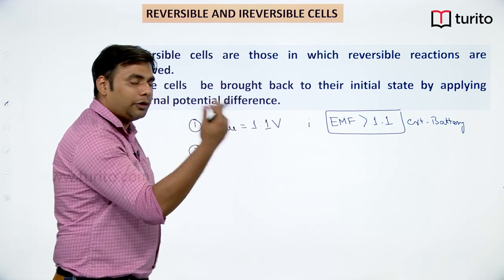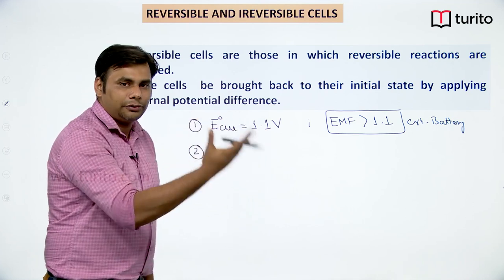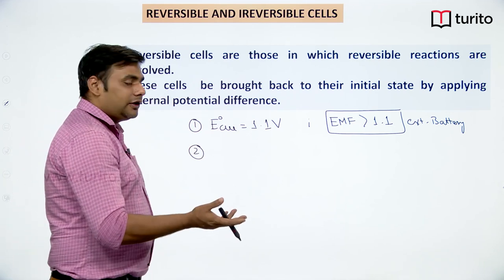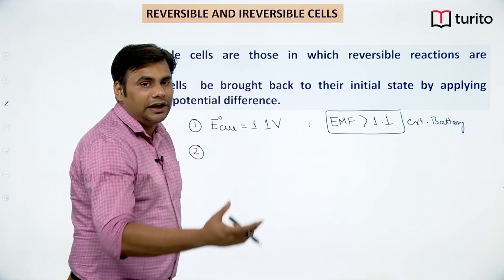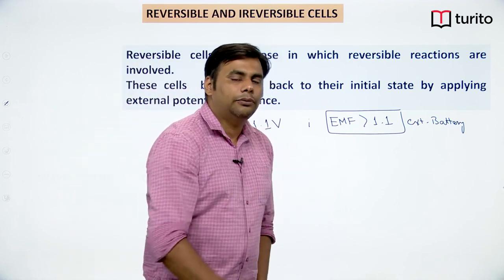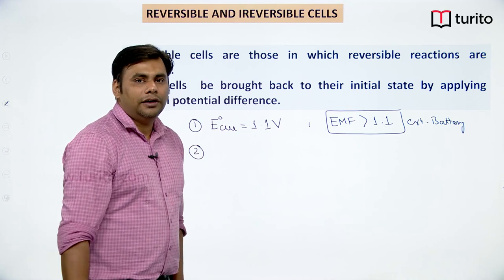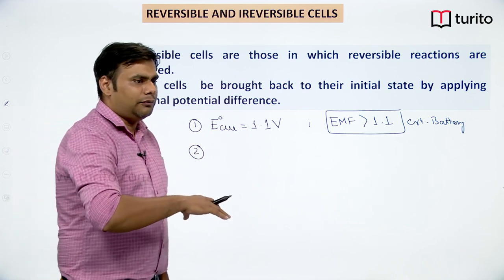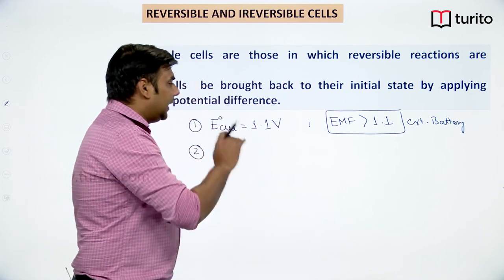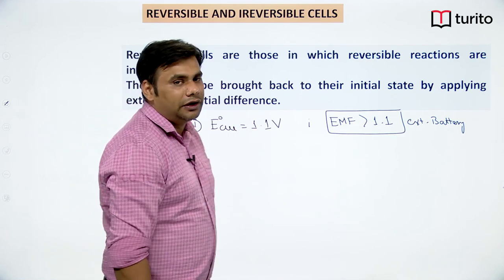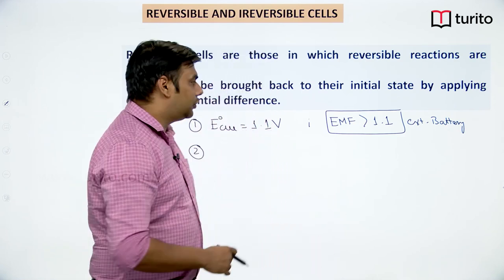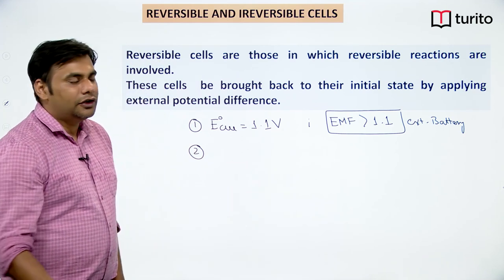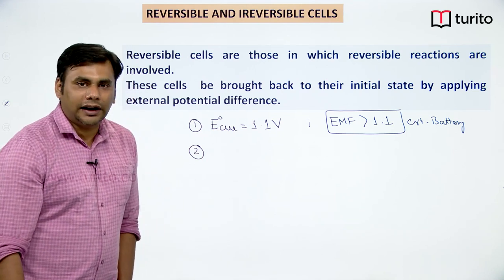So when you apply a potential greater than 1.1 to a Daniell cell which is producing an E naught of 1.1, the reactions would get reversed. At the anode, initially zinc was getting oxidized into zinc 2 plus. Now when you apply a potential greater than 1.1, zinc 2 plus would start getting reduced into zinc, so it would behave like an electrolytic cell now. At the cathode, initially there was reduction of copper 2 plus into copper, but because you have applied an external potential greater than that produced by the cell, oxidation of copper would start taking place at the cathode.